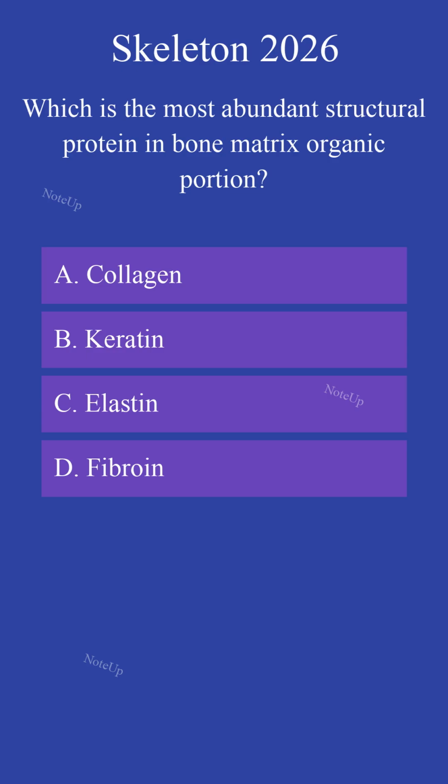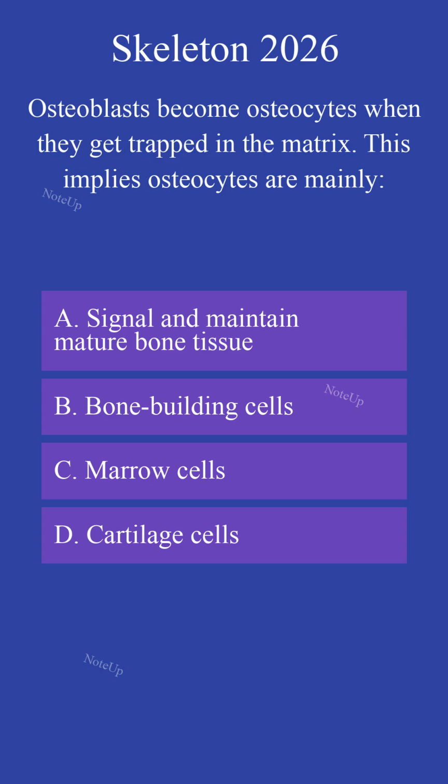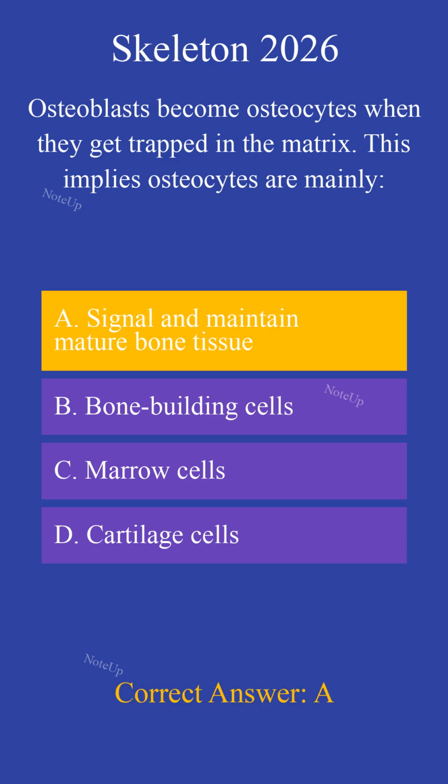Which is the most abundant structural protein in bone matrix organic portion? The correct answer is A, collagen. Osteoblasts become osteocytes when they get trapped in the matrix. This implies osteocytes are mainly... The correct answer is A, signal and maintain mature bone tissue.